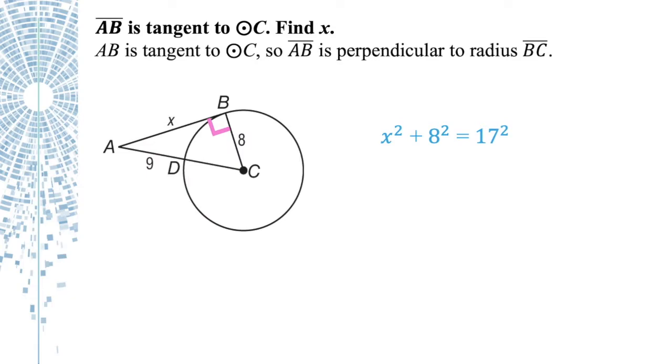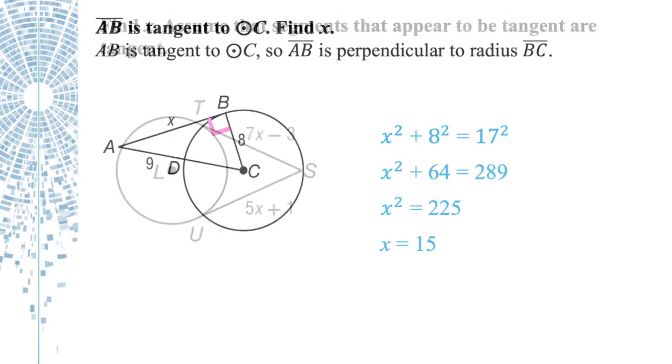Now, where did that 17 squared come from? Well, you can see AD is 9. DC, well, it doesn't have a measurement, but I know it's a radius, and the radius measurement is 8. So AC, the hypotenuse, is 17. So, like I said, we can plug this into the Pythagorean theorem and solve for X. So we know that X is 15.